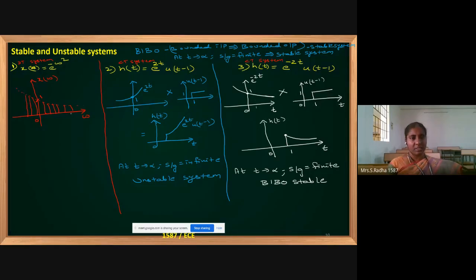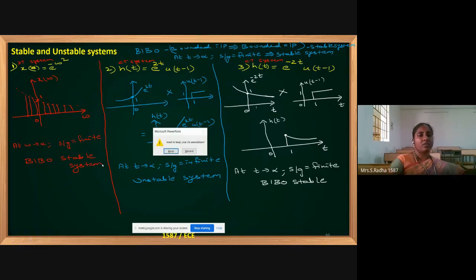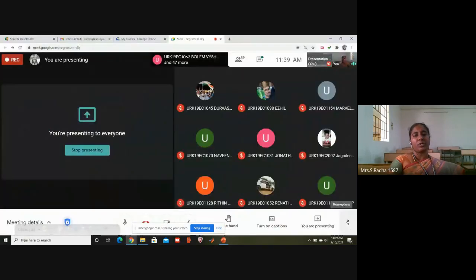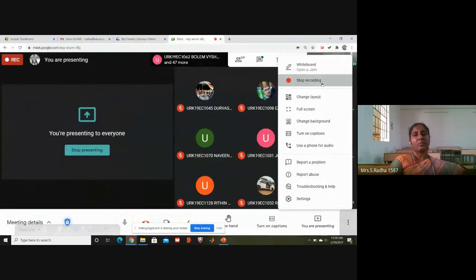Here also, if you see, at omega approaches infinite, the signal value is finite. So we can conclude the system is BIBO stable. This is about some problems in stability: bounded input, bounded output.